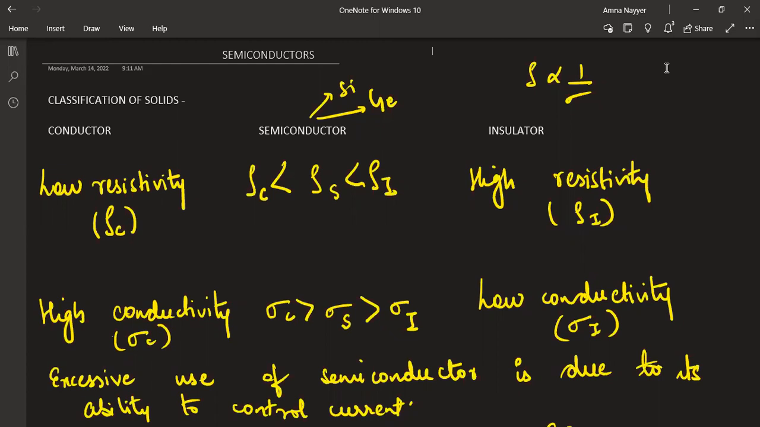Now, this is one basis, based on resistivity and conductivity. One more basis is there, that is band theory. So band theory, I'll discuss it. First, copy this page, then I'll tell it.